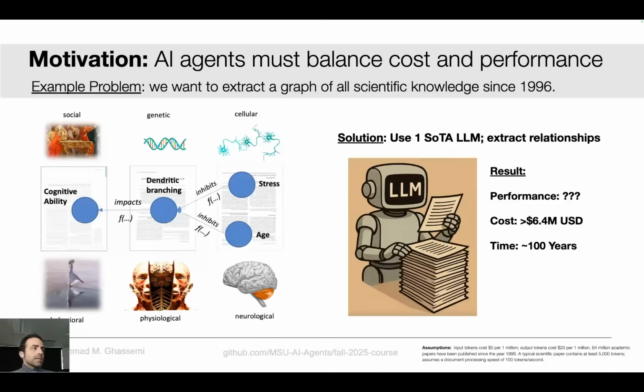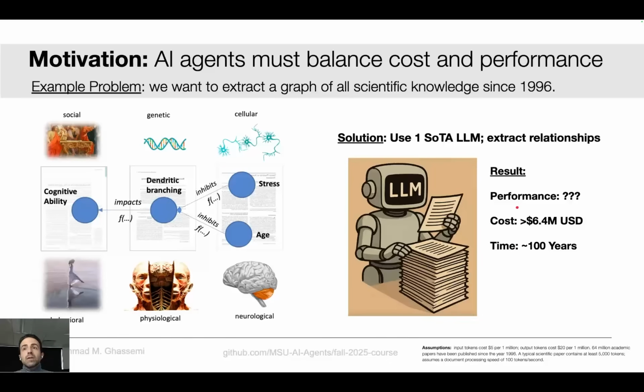The issue with this approach is if you do some math following the assumptions I've put in the bottom right-hand side of the screen here, which I'll spare you from, it would cost you something on the order of $6.5 million to actually read through all 64 million papers that have been published since 1996. Given the current speed of a commercial LLM today, in terms of how quickly it can read tokens and how quickly it can write tokens back to you, the time would take something on the order of 100 years, probably a little longer than you'd need or you'd hope for.